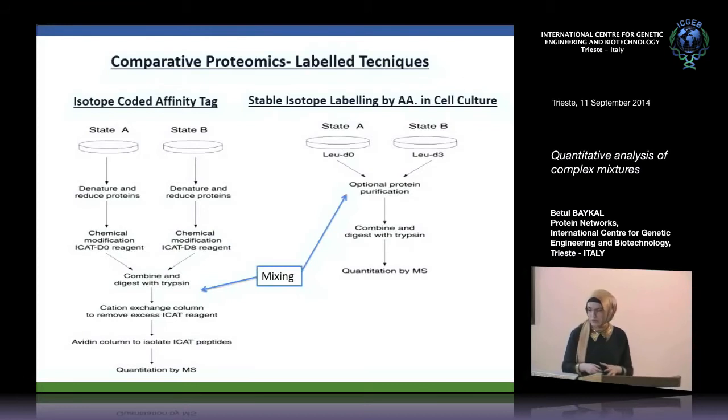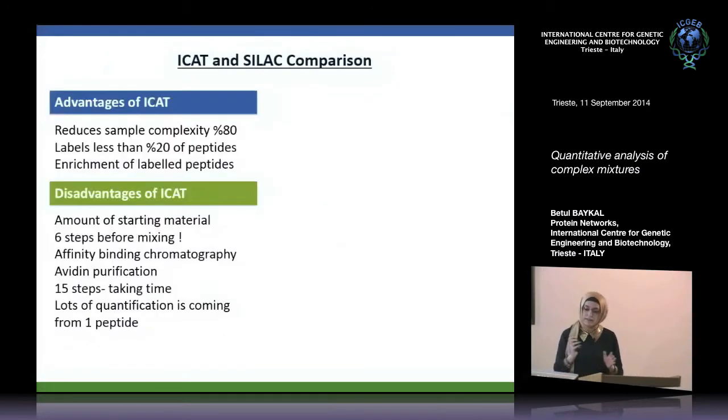In this kind of technique, the isotopes are already in the medium, and they will be incorporated in the peptides metabolically. So they're in there, they're stable, and the mixing of the 2 samples will happen right after you lyse the cells, and then you do the mass spec analysis. So there are advantages and disadvantages of these 2 techniques.